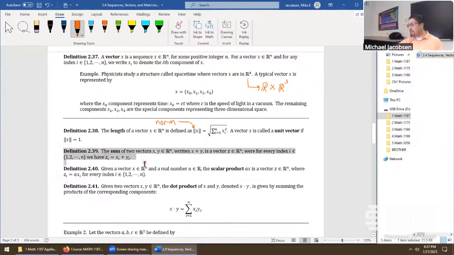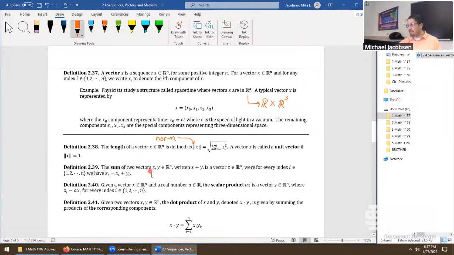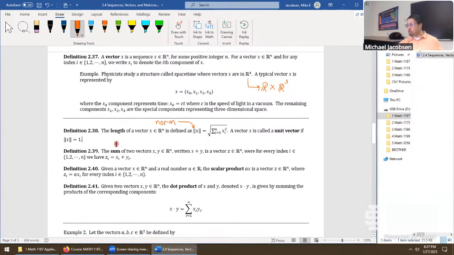Then down below, we have some interesting operations. The sum of vectors is written in this way, x plus y. But all we do is, for every index i, add together the ith component of both vector x and vector y at the same time. And that's the ith component of the new vector zi. So that's our sum. Sometimes we call this right here vector addition.